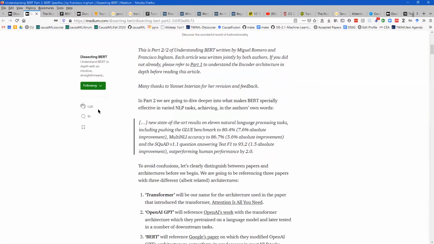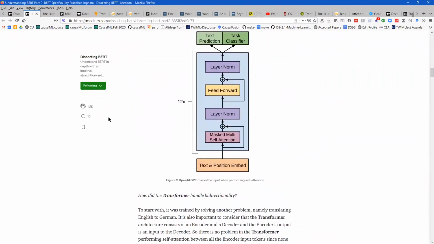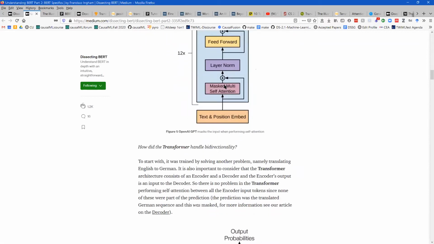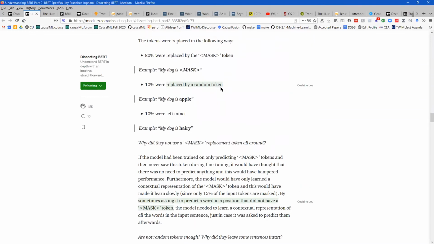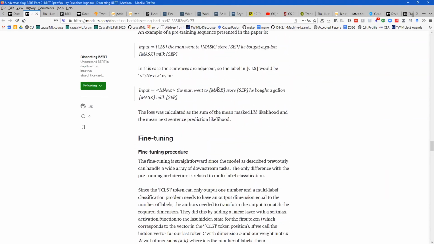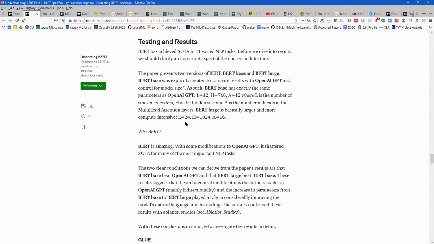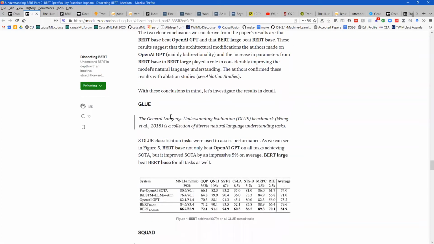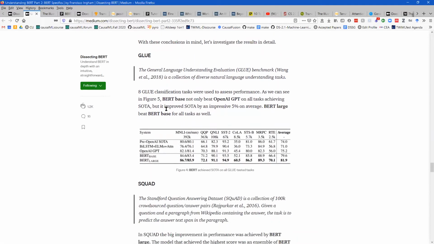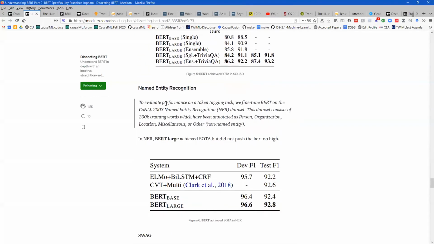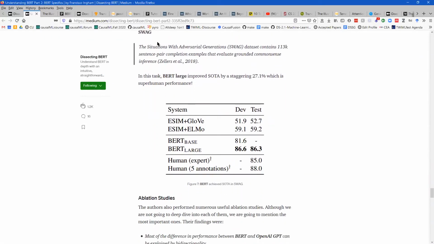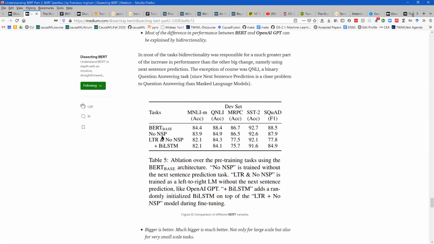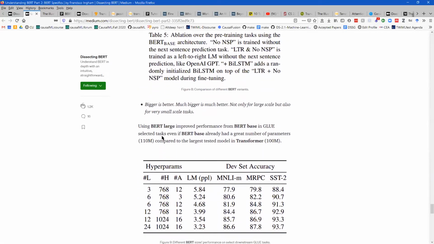This guy goes in a little bit more detail about how BERT is trained, and he talks about how GPT is trained, and then he reviews the transformers a bit. But then in the end, he actually goes through and shows all of these tasks and shows the results from all the different tasks. So here you see GLUE and SQuAD, which we're familiar with, named entity recognition, SWAG. I don't know what SWAG is. Situations with Adversarial Generations, and then ablation studies. These follow the sections in the paper.